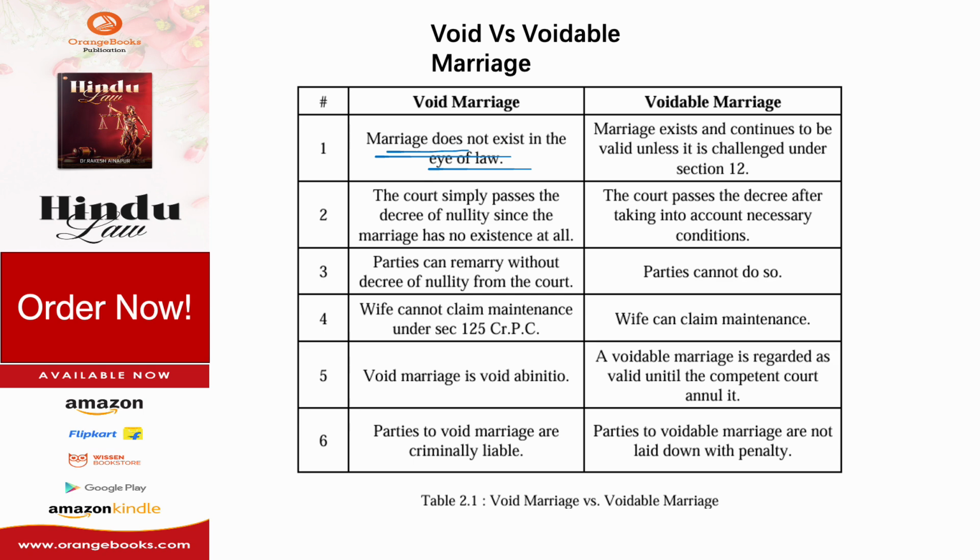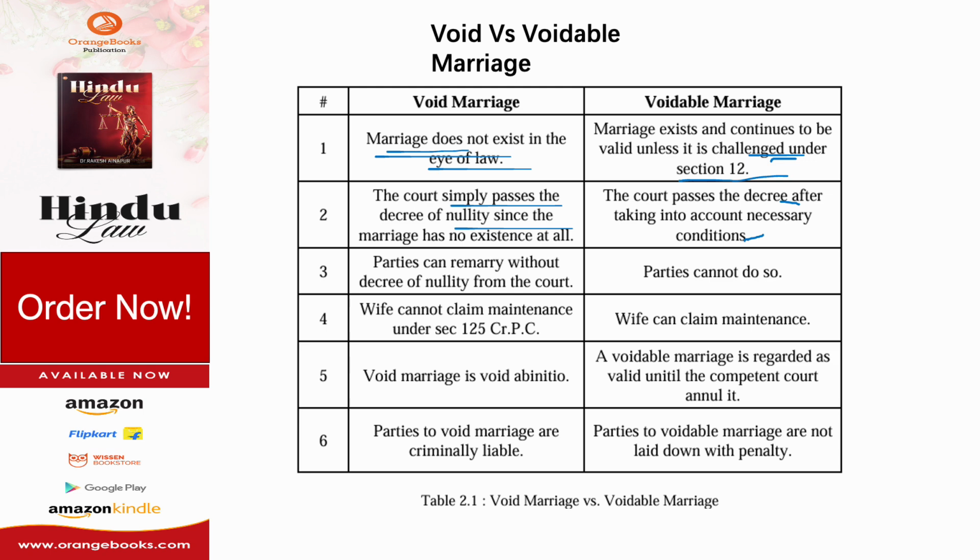It is as good as a valid marriage until an aggrieved party challenges it under Section 12. Based on the conditions we saw in Section 12, only if the aggrieved party approaches a court will the validity be questioned. Otherwise, voidable marriages remain valid. In the case of a void marriage, the court directly passes the nullity order because the marriage itself is void. In voidable marriage cases, the court takes into account the necessary conditions. It checks, listens to both parties and then takes a decision.